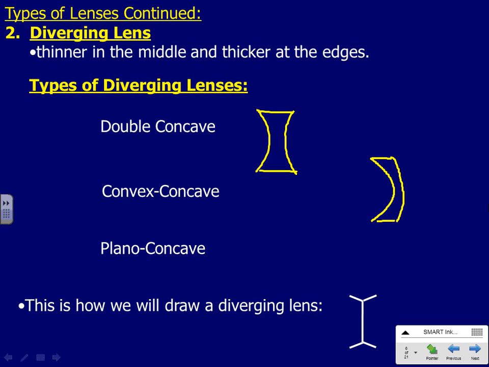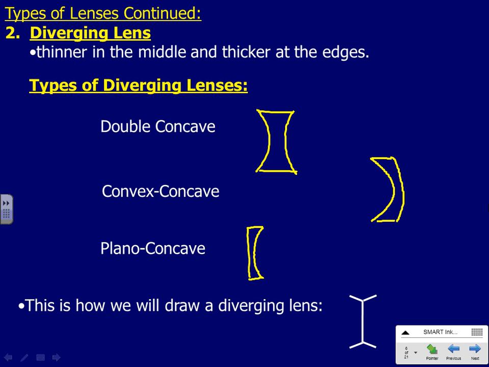It's okay. All right, so there's a concave convex. And then a plano concave, again, flat, but it's got to be fat. So you got to have that flat so you can bring it around like that. Okay?